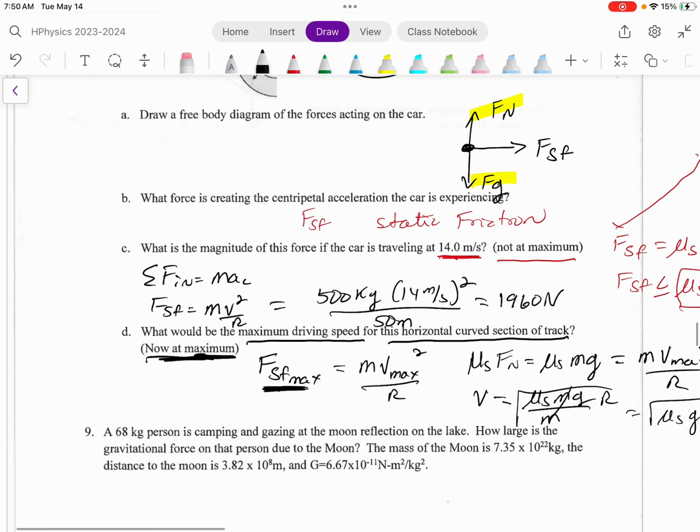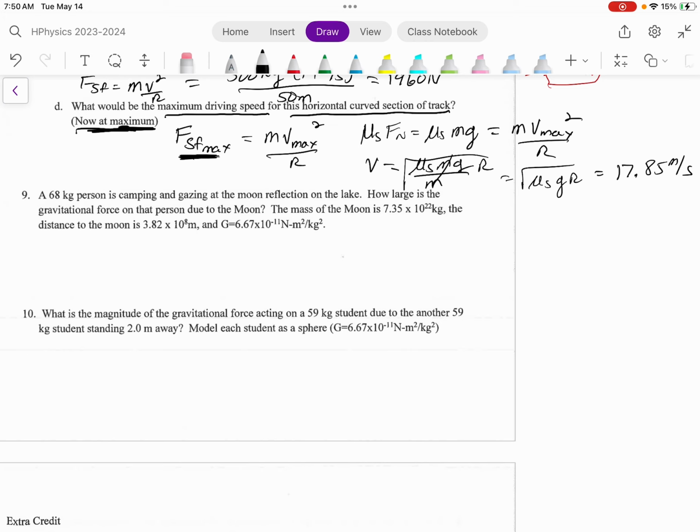Number 9. A 65 kilogram person is camping, gazing at the moon. How large is the gravitational force on that person due to the moon? Now, that means we got to use the big G equation. Force of gravity is equal to G m1 m2 over r squared. Newton's law states that every object attracts every other object using this force of gravity equation.